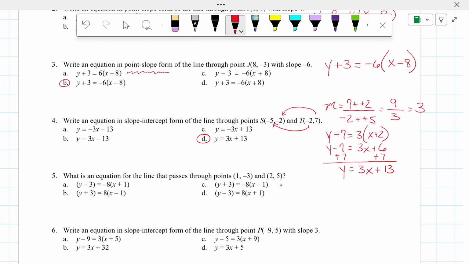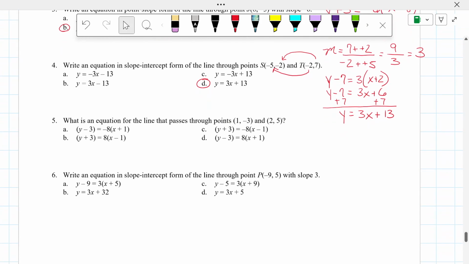All right, so with problem number 5 over here, same concept. I'm going to do my slope right here, though. So my slope is equal to 5 minus negative 3 over 2 minus 1. And 5 minus negative 3 is 8. 2 minus 1 is 1. And 8 over 1 is equal to 8.